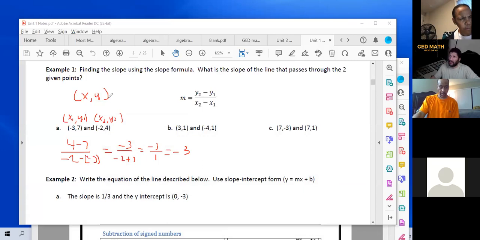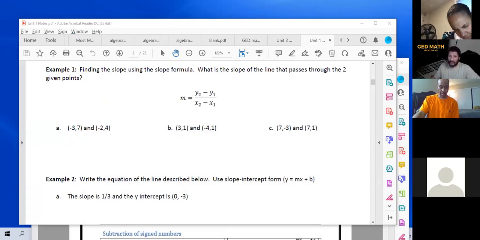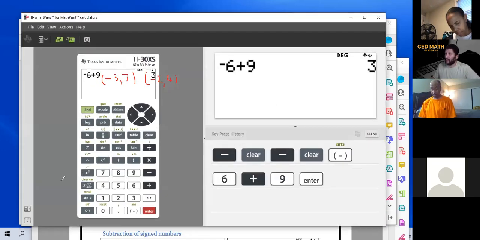And let me have my points. So I'm gonna put my points here. So we got minus 3 and 7, and we have minus 2 and 4. So my first question to you, so let me open up my calculator again. Let's make sure we know how to do this problem.